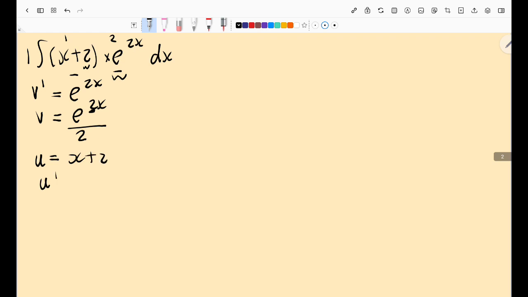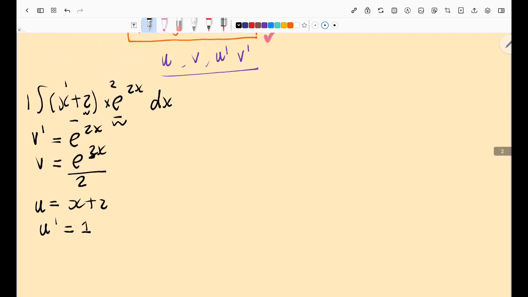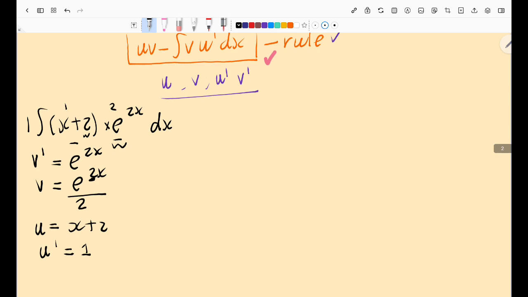Once I have the u, I need to find the u1. It's just going to be 1. Right? And then you use the function. After you have found all your 4 variables, your v1, your v, your u, your u1, you now need to go to this rule that I talked about, right? And substitute into that rule and then work out your answer. So the rule says uv minus integral sign v u1 dx, right? You haven't integrated as of yet.